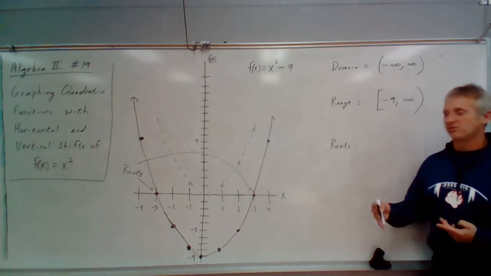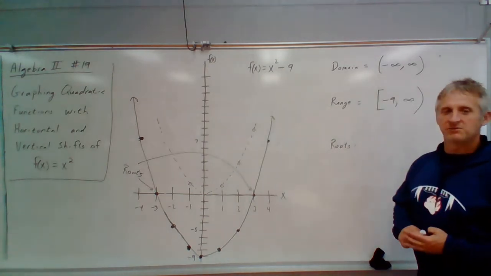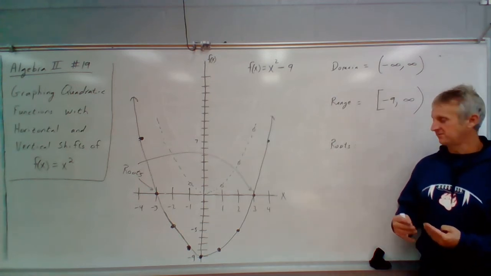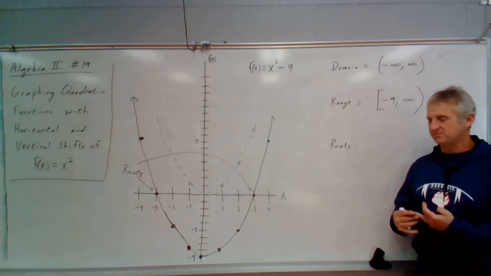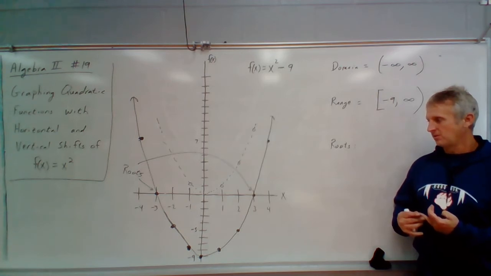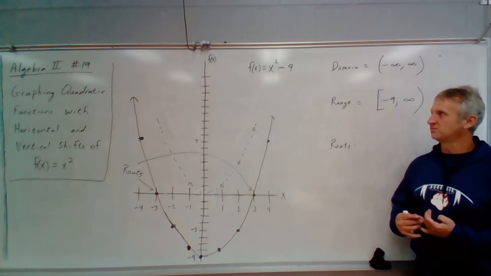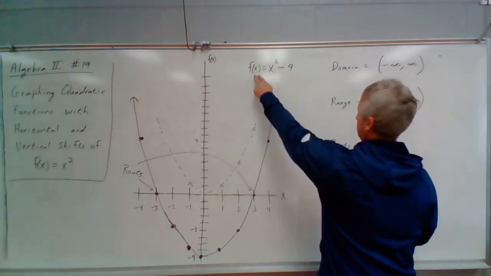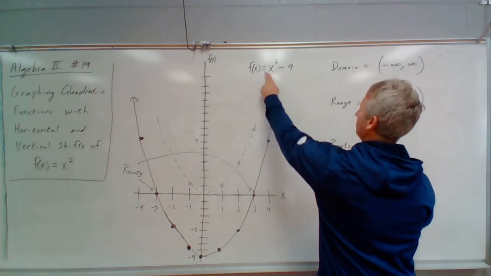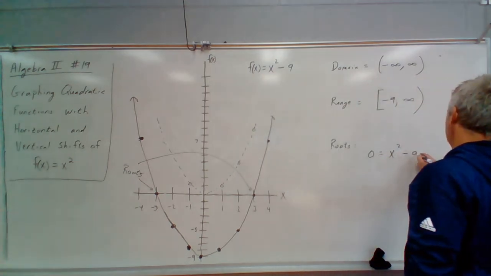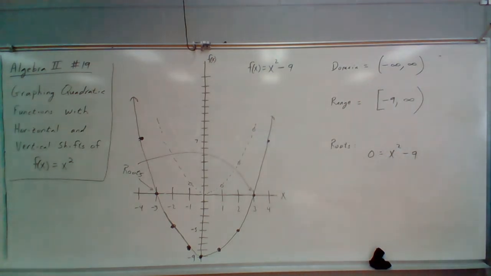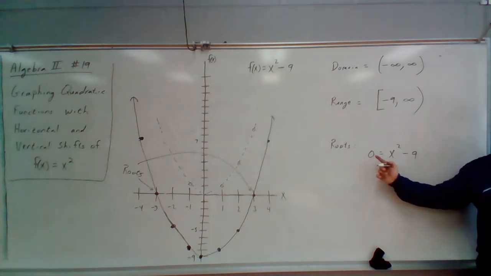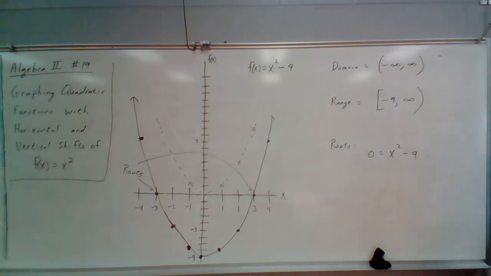Let's find these algebraically. If I wanted to know the roots of the function, I want to know the x-intercepts of the function. To find the x-intercepts, I want to know what x value will cause the y value to be 0. So I want to plug 0 in for y, and I want to know what x value will cause my function to output a 0. So I want to set the equation equal to 0.